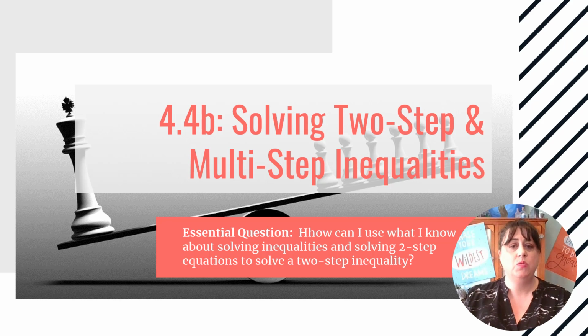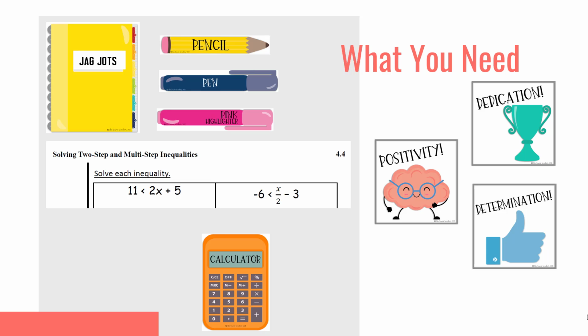We are here to solve two-step and multi-step inequalities. We're looking at how I can use what I know about solving inequalities and solving two-step equations to solve a two-step inequality. Today you need to bring your Jaguar Jots on 4.4. Turn to page 9, the second page, where we're just looking at solving those inequalities. A pencil or a pen and a highlighter might be useful. Bring your positivity and your dedication to do your best. So let's go ahead and get started.